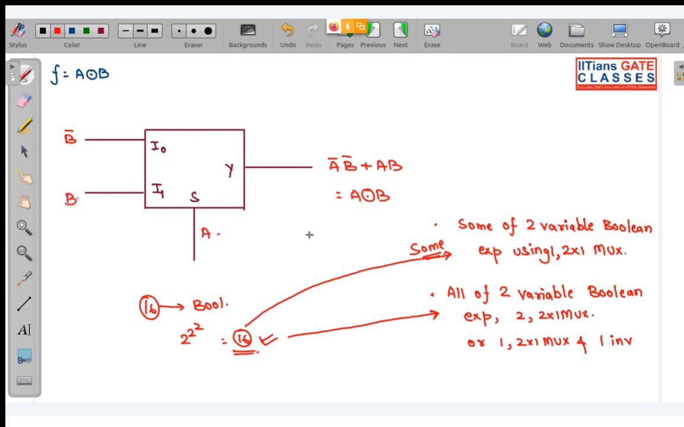Yes. So did we understand this or not? That some of the two variable Boolean expressions can be constructed using a single 2 cross 1 mux, whereas all the Boolean functions of two variables can be constructed using a 2 cross 1 mux along with an inverter. Did we get this point? Because I will show you one direct question in GATE.